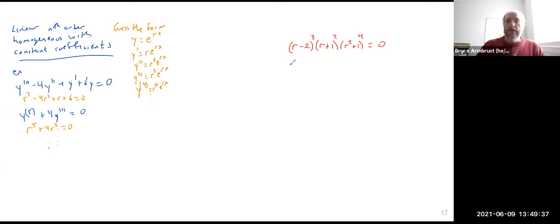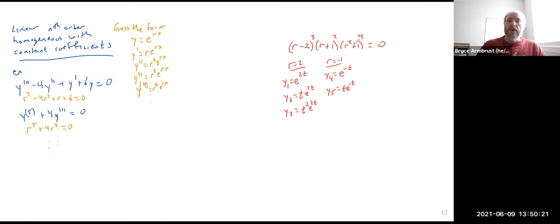So this first one, we get r equals 2, but it repeats 3 times. That means we would get solutions of e to the 2t, t e to the 2t, and t squared e to the 2t. So those are the 3 that come from this one. The r plus 1 gives us r equals -1. That showed up twice. So y4 is going to be e to the minus t, and then y5 is going to be t e to the minus t.